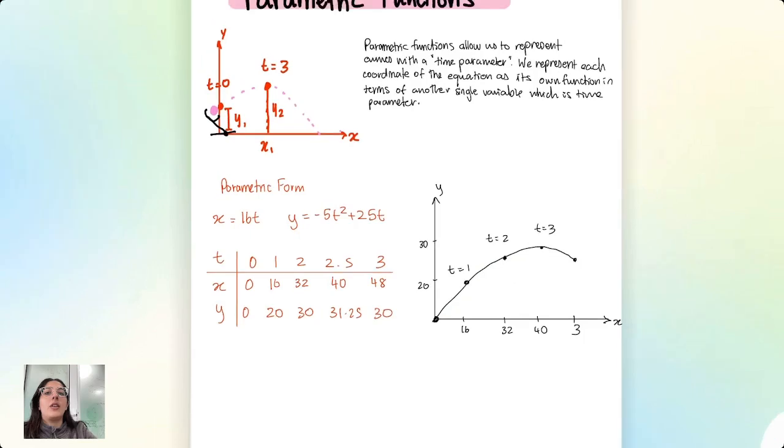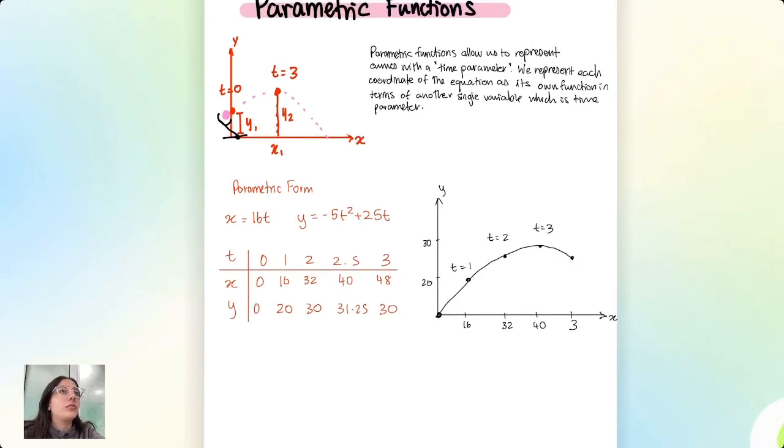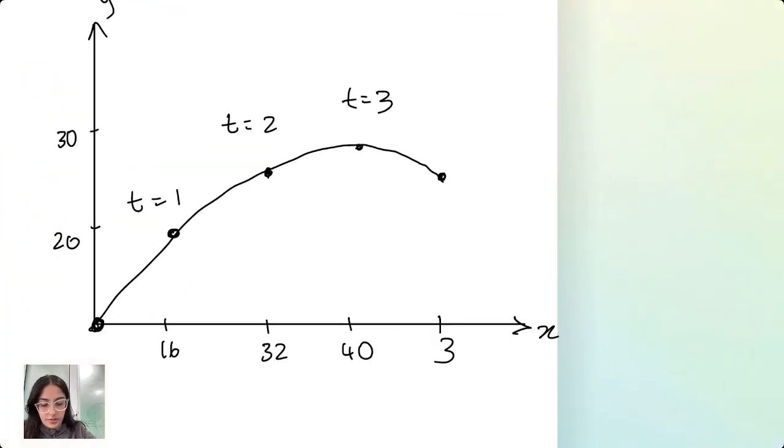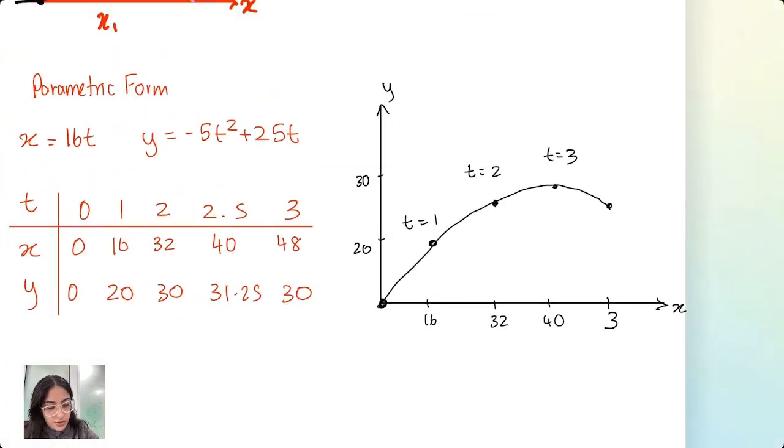Oh, sorry, that was supposed to be time 3. This should have been 2.5. This should have been 3. This should have been 48. And I'll move 30 down a little bit. And that's 31.25. Okay. Everyone cool with this?